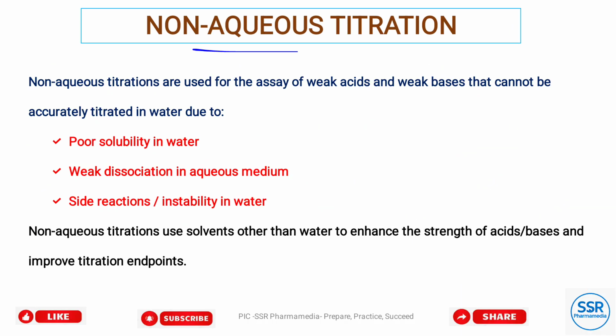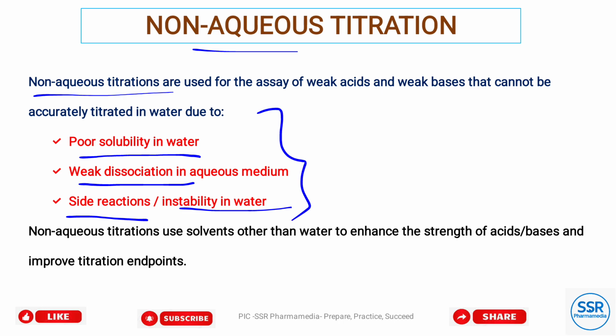So, in non-aqueous titration, what is non-aqueous titration? Non-aqueous titration is used for assay of weak acids and weak bases that cannot be accurately titrated in water due to poor solubility in water, weak dissociation in aqueous medium, side reactions or instability in water. So, due to these reasons, we are going for non-aqueous titration.